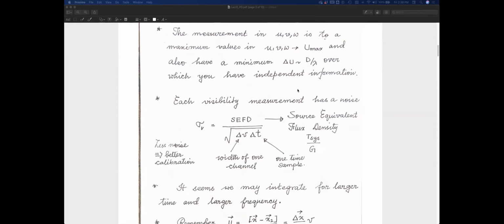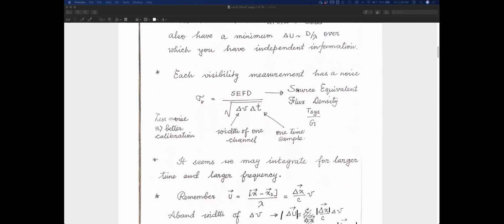Now, for each visibility measurement, there is also a noise associated with it. Poonam has showed you this expression for the noise. Let me show you again. The noise in each visibility depends on the source equivalent flux density of the instrument. And in the case of low frequency observation, a major part of it also comes from the sky.